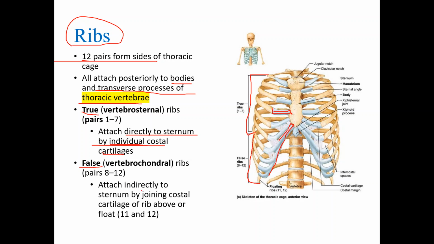And so they attach indirectly to the sternum by joining the costal cartilage of the rib above, or two of them are totally floating. Okay, 11 and 12 are floating because they're not even attached to the sternum whatsoever. So these are known as false ribs. And the true ribs are also known as vertebrosternal, and the false are known as vertebrochondral. But I'm going to ask you to remember true and false.